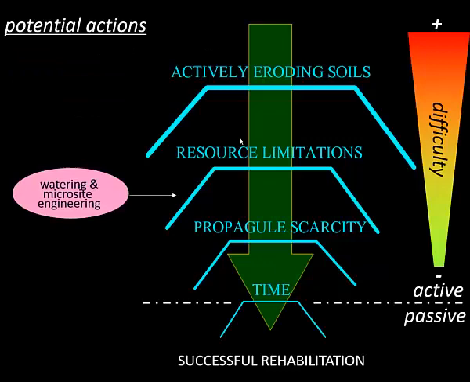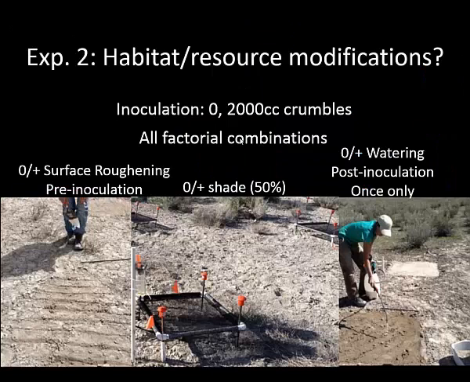Okay, so the next experiment was microsite engineering. So what we wanted to do here is think about some things that might impede the ability of biocrust to really establish and get moving in a meaningful way. And so we created this full factorial experiment where the first thing that we did was scrape the plots, and then we either added inoculum or didn't, and we added these all at the high level because we didn't know what was going to happen.